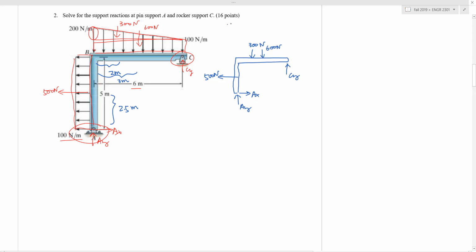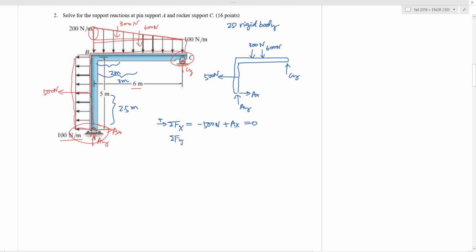This is a 2D rigid body equilibrium problem. Therefore, we can write three scalar equations. We can solve for three unknowns, and we do have three unknowns, AX, AY, and CY. So we will write our three equations: resultant force along the x direction. According to convention, right direction is positive. Therefore, we have our negative 500 Newton plus AX equals 0.